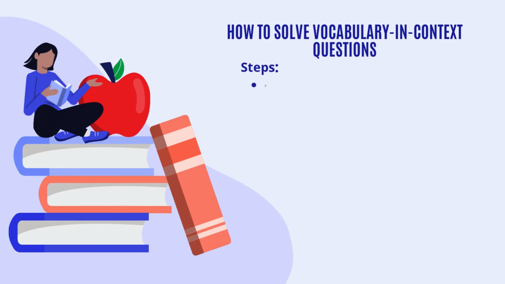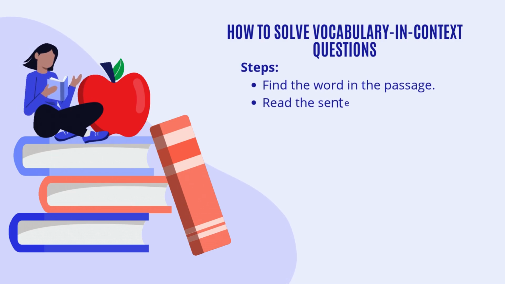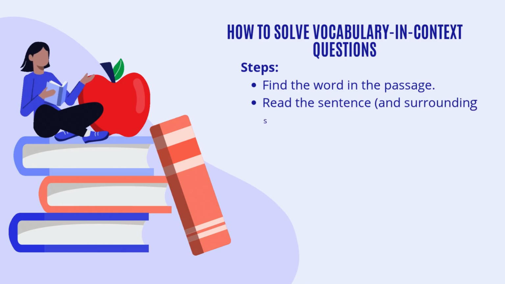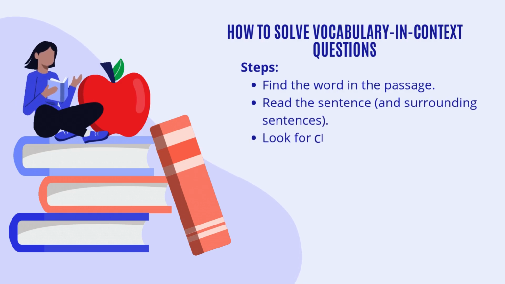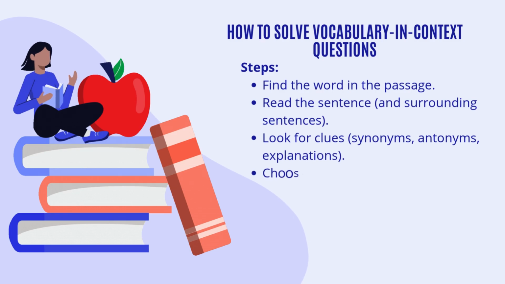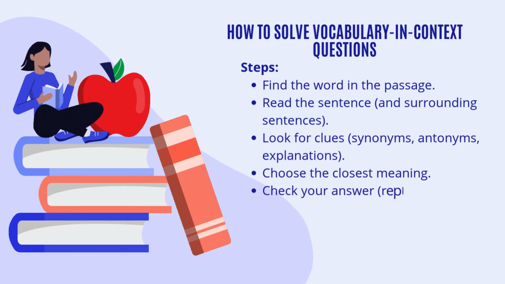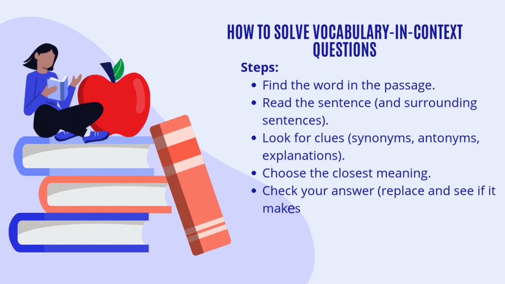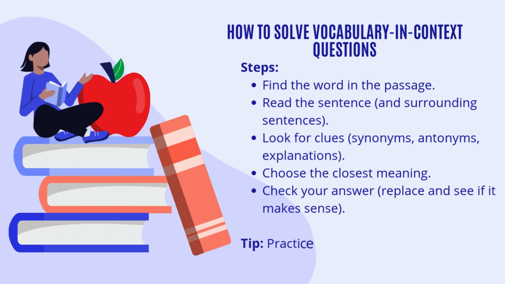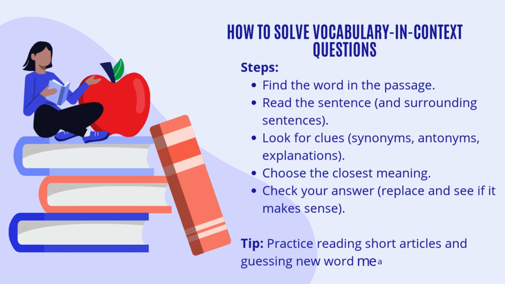Follow these steps. First, find the word in the passage. Look for the word and its line number given in the question. Second, read the sentence. Read the full sentence where the word is located. Also, read the sentences before and after it. This gives you the full picture. Third, look for clues. Check for any synonyms, words that mean the same, or antonyms, words that mean the opposite. Sometimes, there might be a clear explanation of the word's meaning directly in the surrounding sentences.